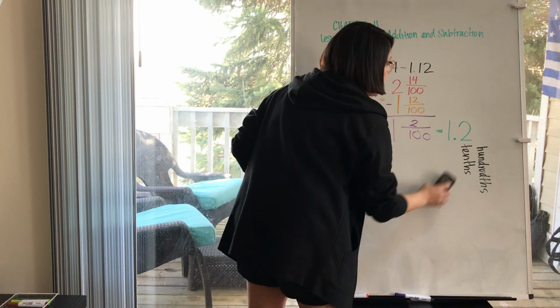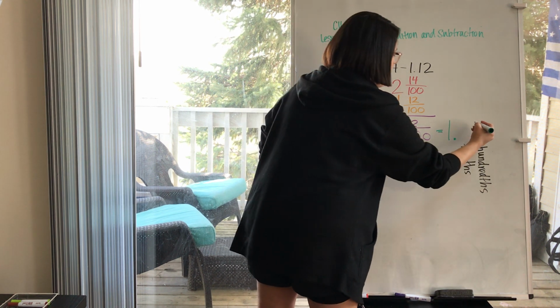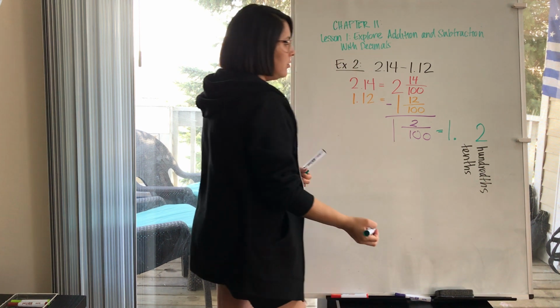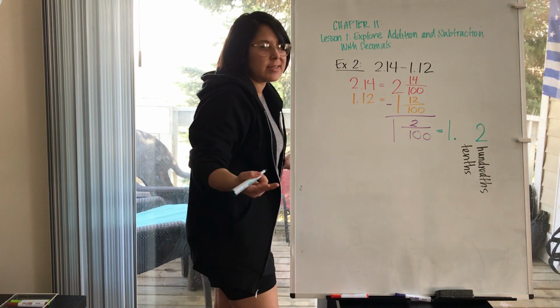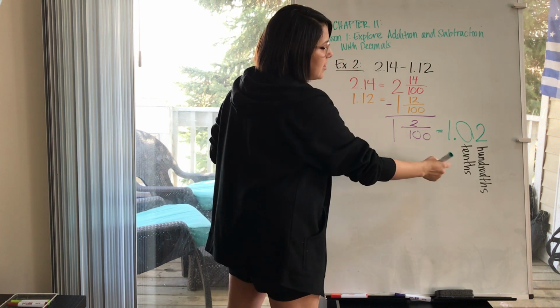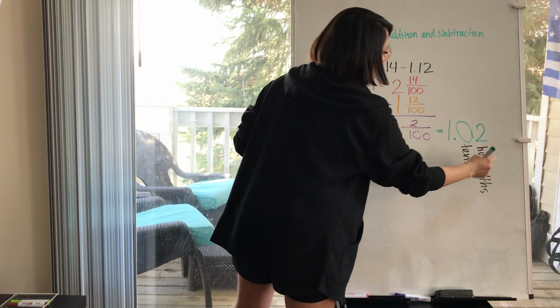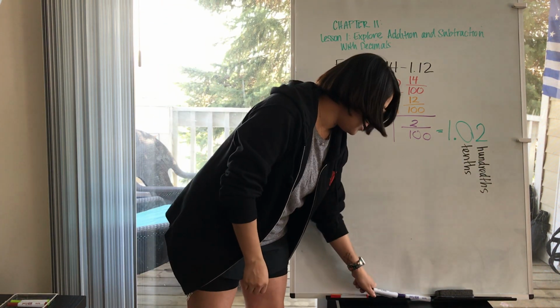So I need to move my 2 over. Move it right here. Well, now that says 1 and 2 hundredths, but what goes here? Nothing's there, so I can write a 0. Okay, so now this says 1 and 2 hundredths. Okay, hopefully that makes sense.